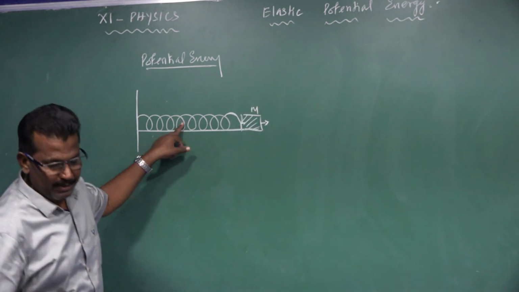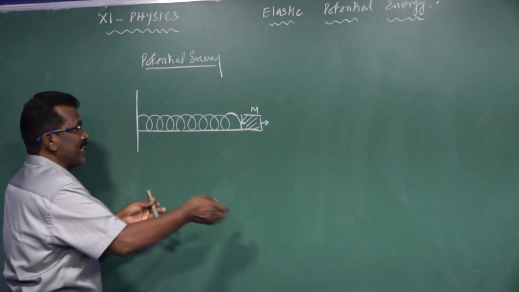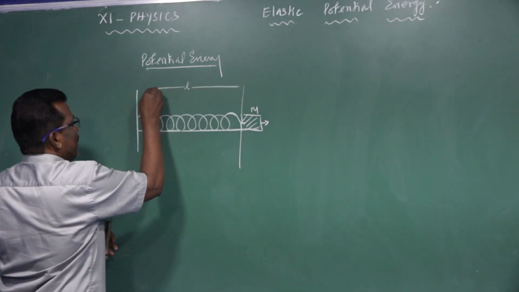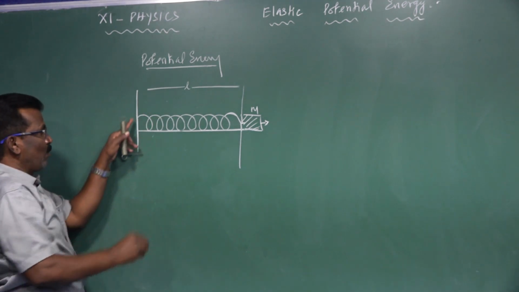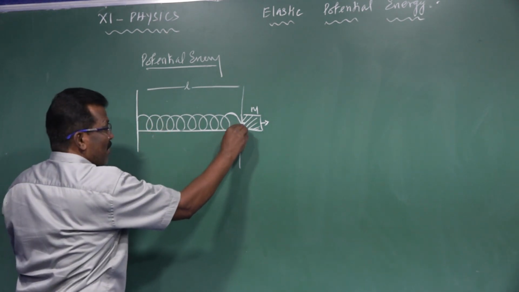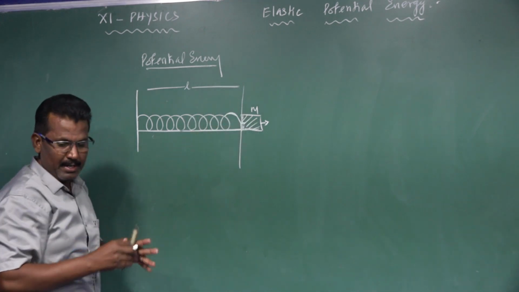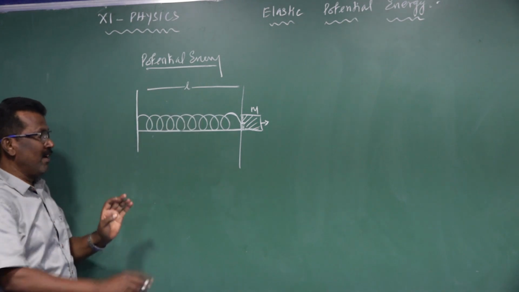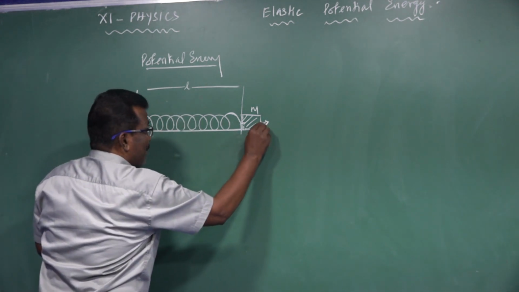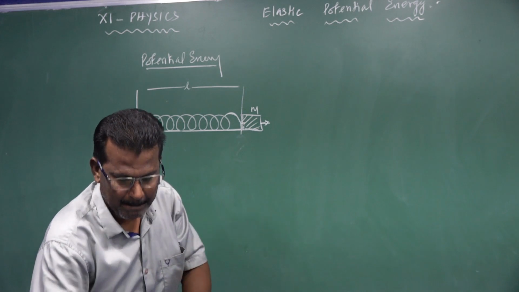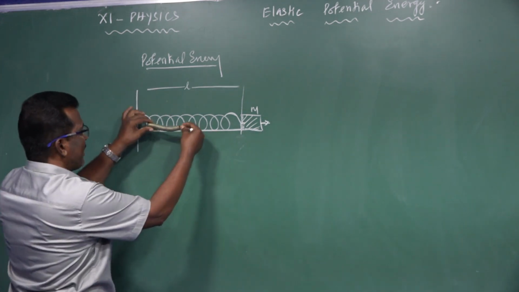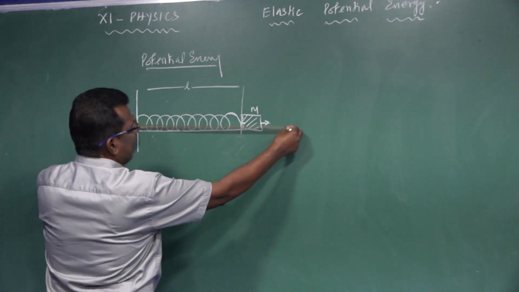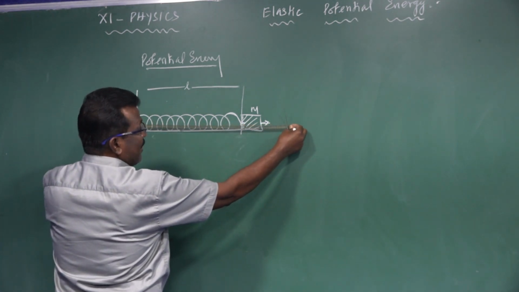Let us consider the spring. This is the spring. It is at its natural length. That is the original length. One end is fixed on the wall, and another end is connected to the mass of the body. This is the original length or natural length of the spring. If some force is applied on the body, the body is elongated, changing the position. So the body is deformed.